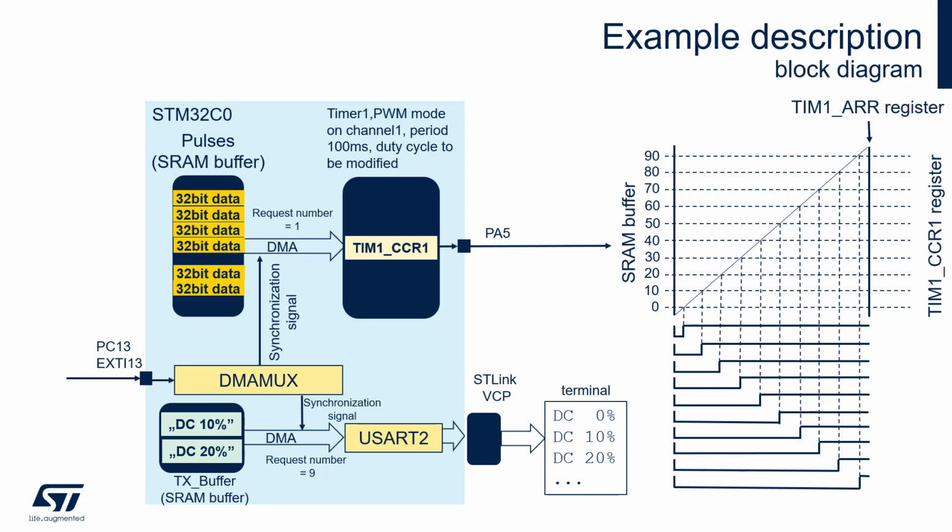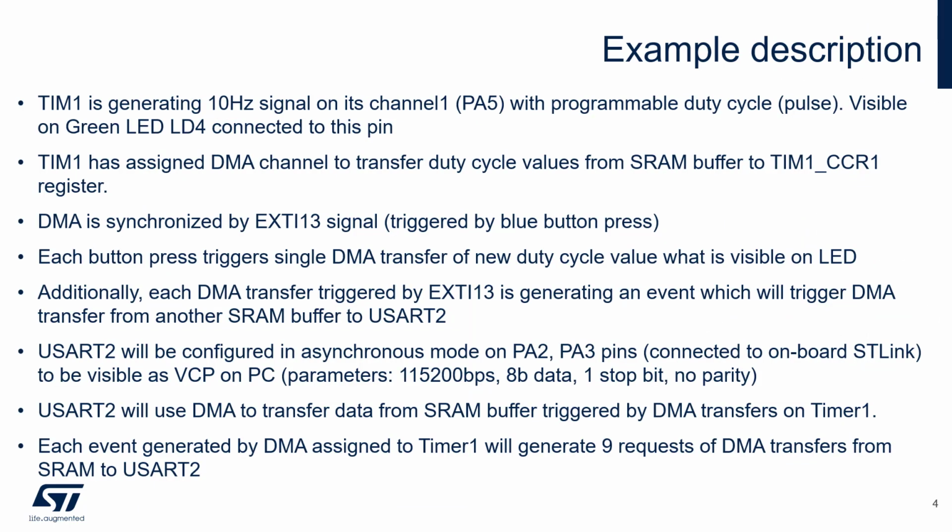The interesting thing is that this transfer synchronized by DMA multiplexer will contain always 9 characters, so complete row from this TX buffer, and it is a new feature coming from this DMA multiplexer implementation which is available with an STM32C0. So let's have a look at more details about the application.